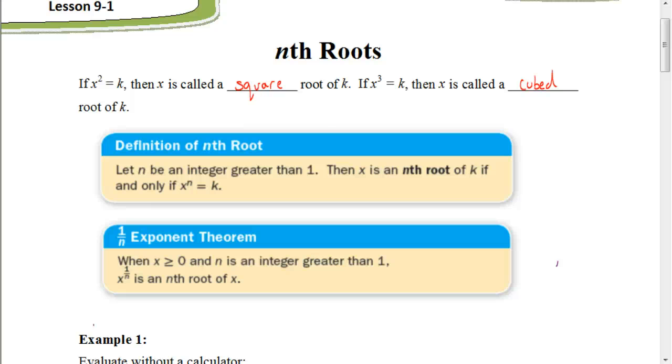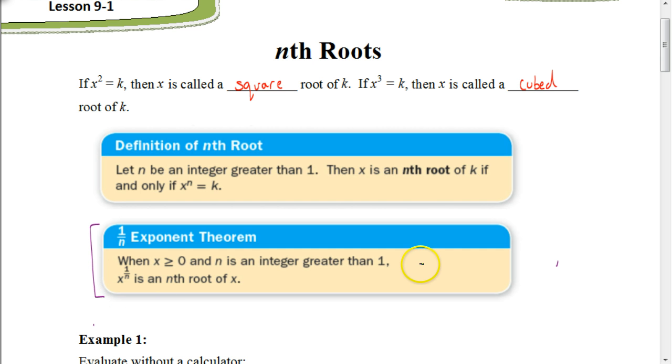Okay, in this lesson we're going to be looking at nth roots, and how roots and exponents work together. Speaking of which, from this first screen here, the most important thing to recognize is this 1 over n exponent theorem. Basically, when we have an exponent that is a fraction, the denominator is referring to the nth root of your base. So if we have x to the 1 over n, it would be the nth root of whatever x is.